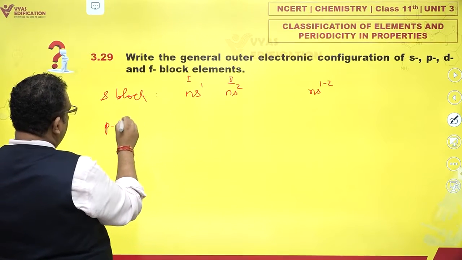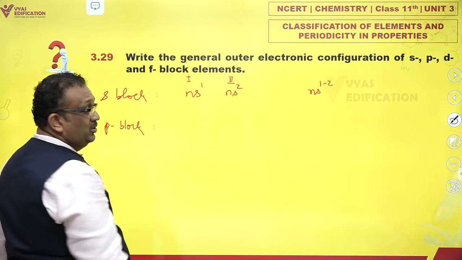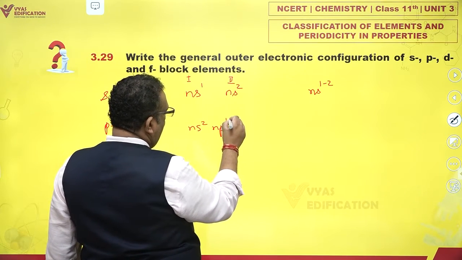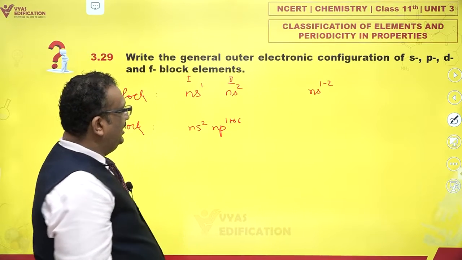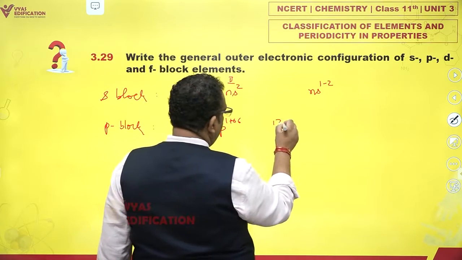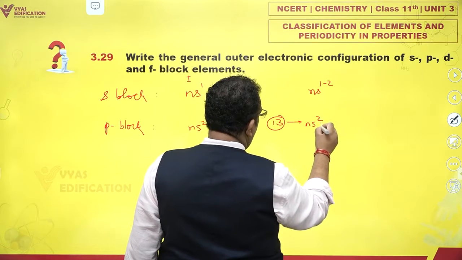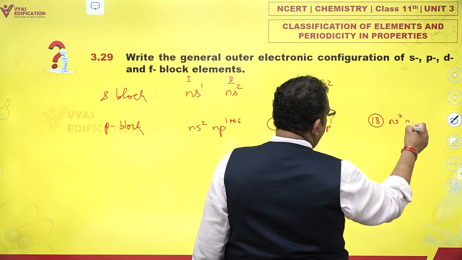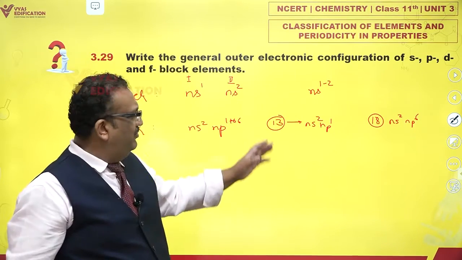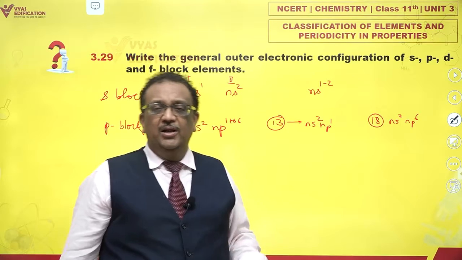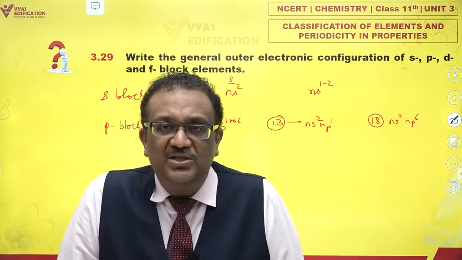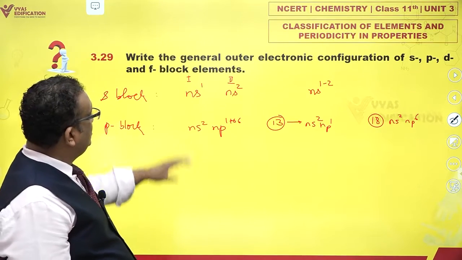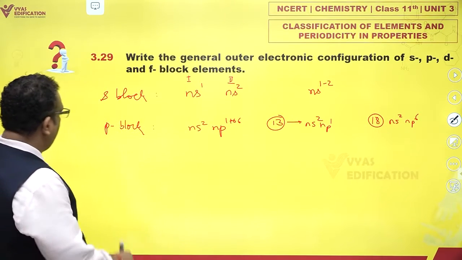In P block, the outermost configuration is ns2 np1 to 6, like group 13 is ns2 np1, and group 18 is ns2 np6, and in between you have np1, np2, np3, np4, np5, np6. This is the variable part which has been covered here generally. np1 to 6 is the general outer electronic configuration of P block.